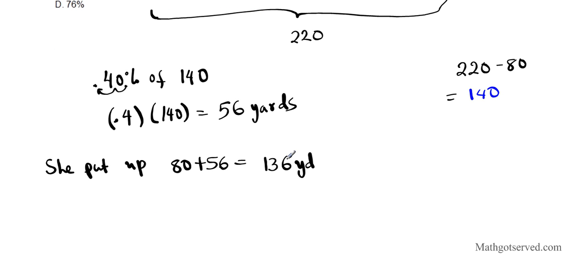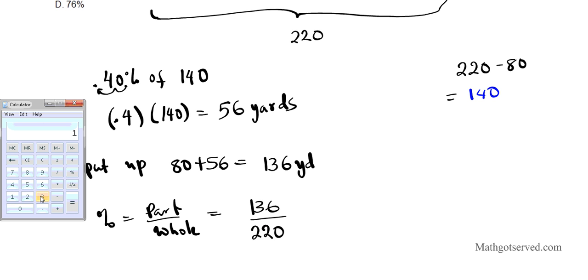So percentage is part over the whole. So we're looking for the percentage that she put up. So what part did she put up? 136 over the whole, which is 220. So we just put that in our calculator and it tells us what the percentage is, okay? So 136 is the part she put up divided by the entire piece, 220. We have 0.6. If we round it up to 2 decimal places, it's 0.62.